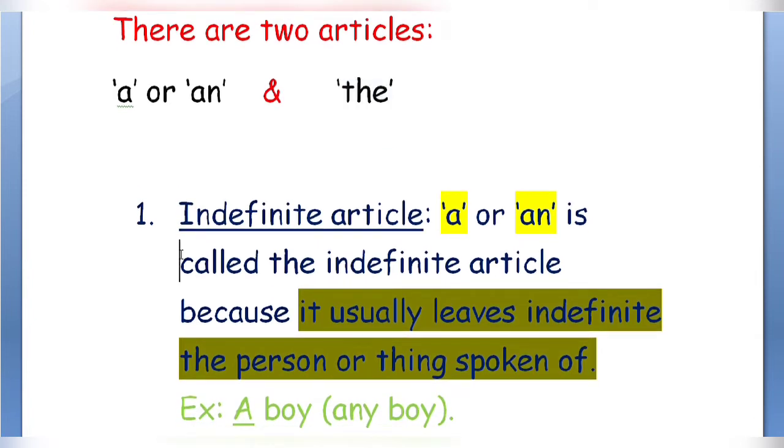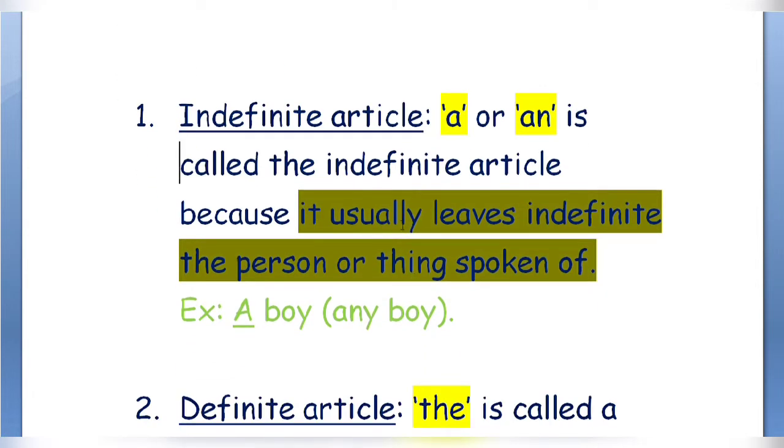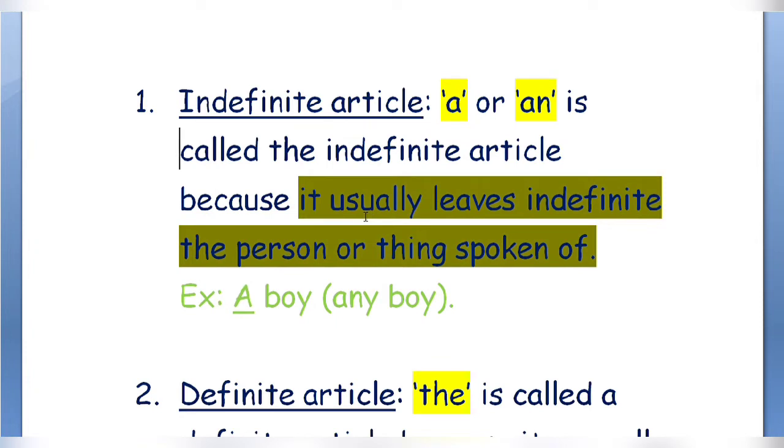Now we'll see what an indefinite article is. A or an is called the indefinite article because it usually leaves indefinite the person or thing spoken of. Now look at this highlighted part: it usually leaves indefinite the person or thing spoken of. That is, it does not refer to any particular thing or person. So that is the meaning of this highlighted part.